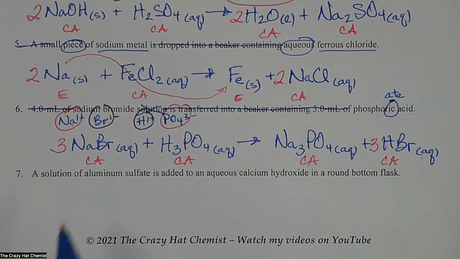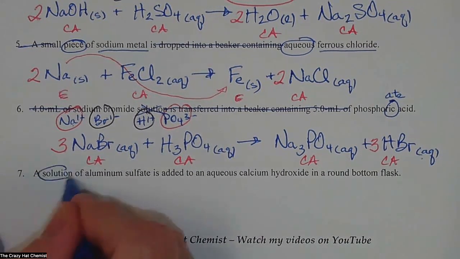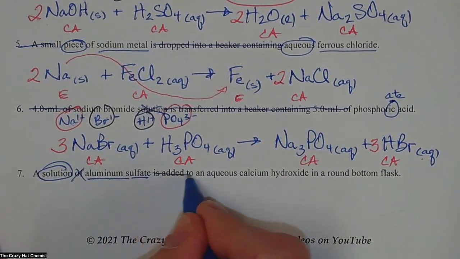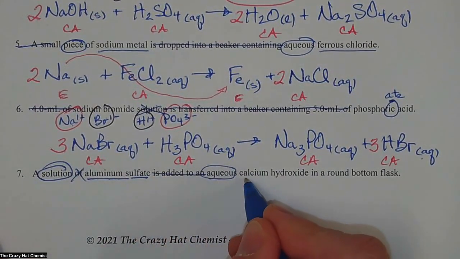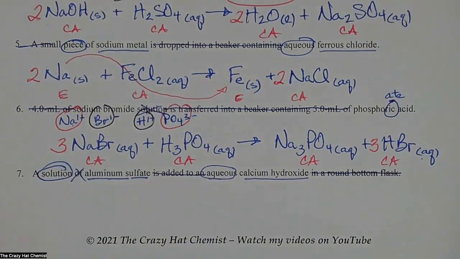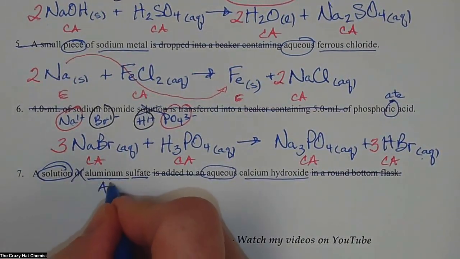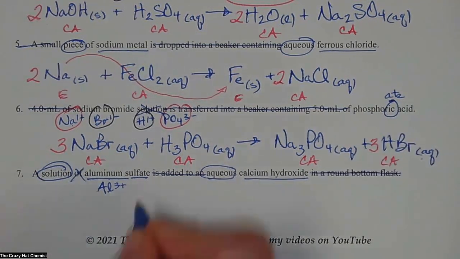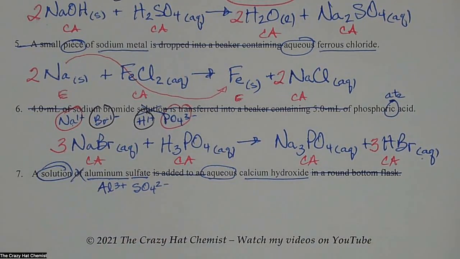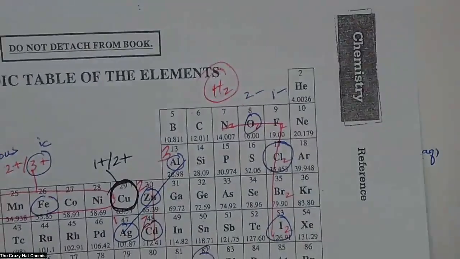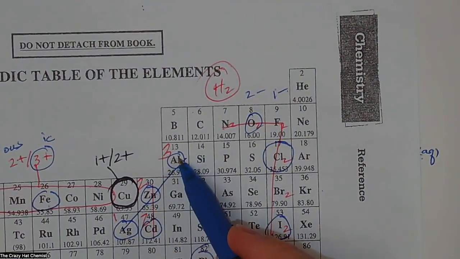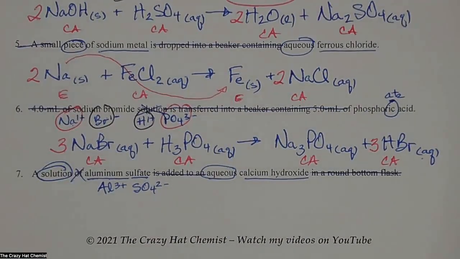And that's number seven. It says a solution of aluminum sulfate is added to an aqueous calcium hydroxide in a round bottom flask. So aluminum is a 3+ ion. Sulfate is a 2- polyatomic ion. Again, remember aluminum is a periodic trend charge. That's a 1 for silver, 2 for zinc, 3 for aluminum. Bingo. That's what I was looking for.